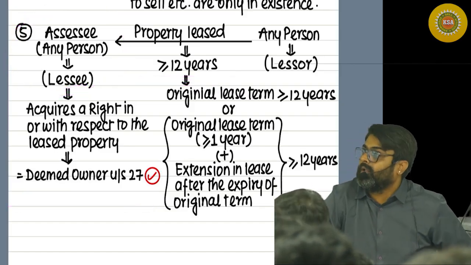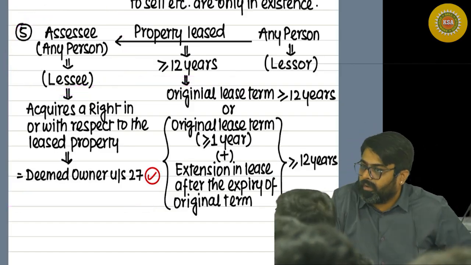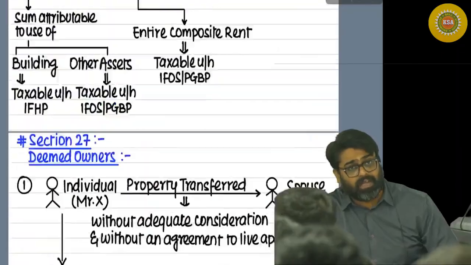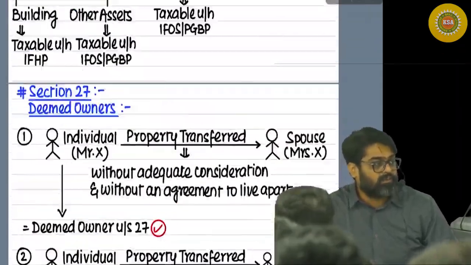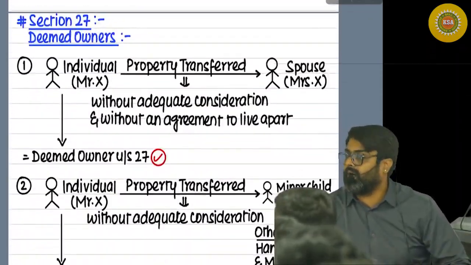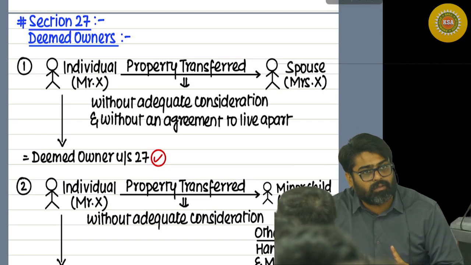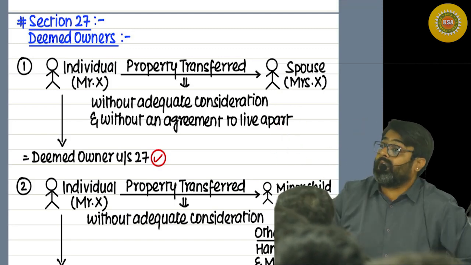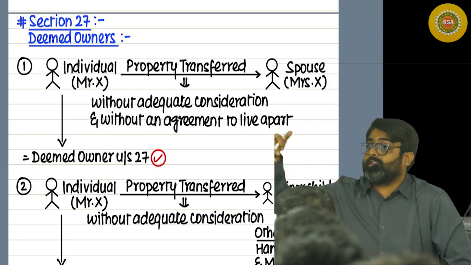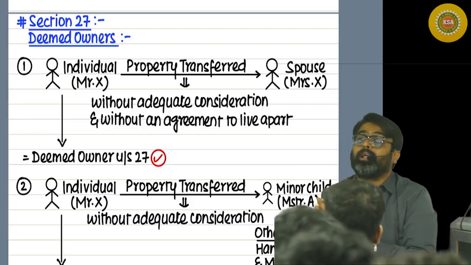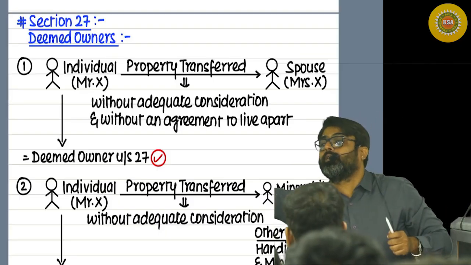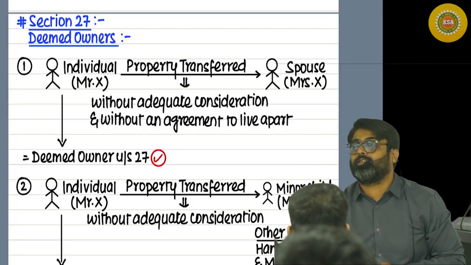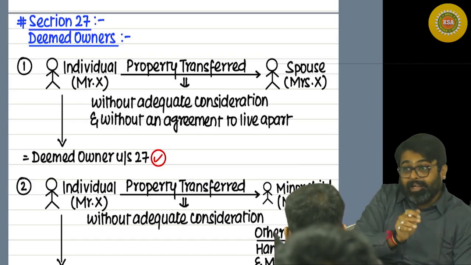Getting my point? So this was the last point which you are supposed to remember. In these 5 cases, if any case is there, the assessee is the deemed owner. Will you remember this? Now, the property which is situated outside India. Tell me one thing. Income is accrued if it is received in India.